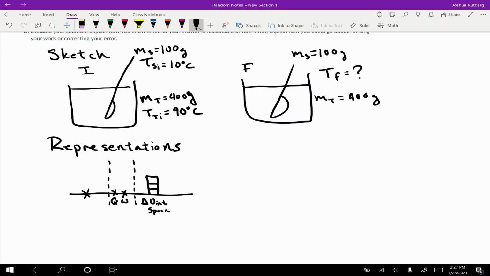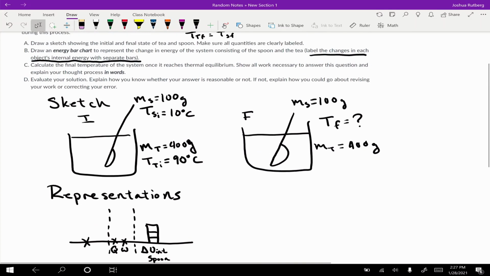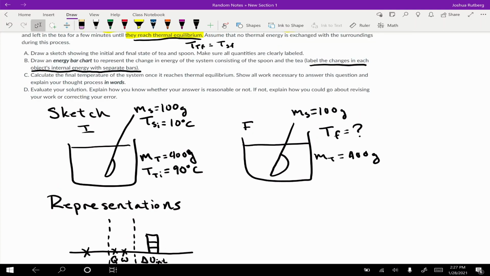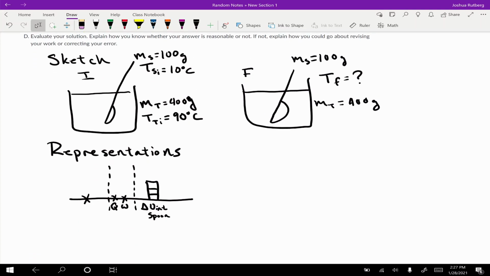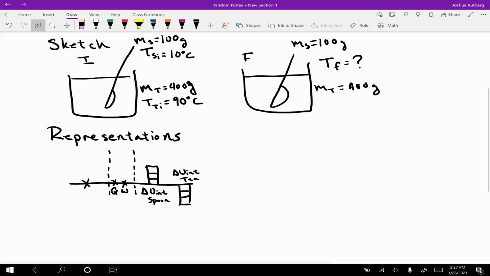Well, where is that energy coming from? We were told that it's not coming from outside the system, it's not coming from the surroundings. So it has to be getting that energy from the tea, which means that the tea has to be losing the same amount of internal energy. So this is why we're representing them with two separate bars, because if we just represented the total internal energy of the system change, those would cancel each other out and we'd have no bars. It wouldn't help us.